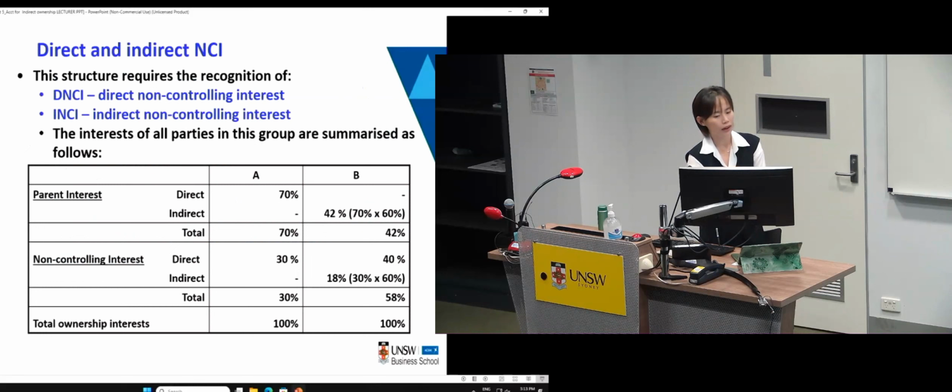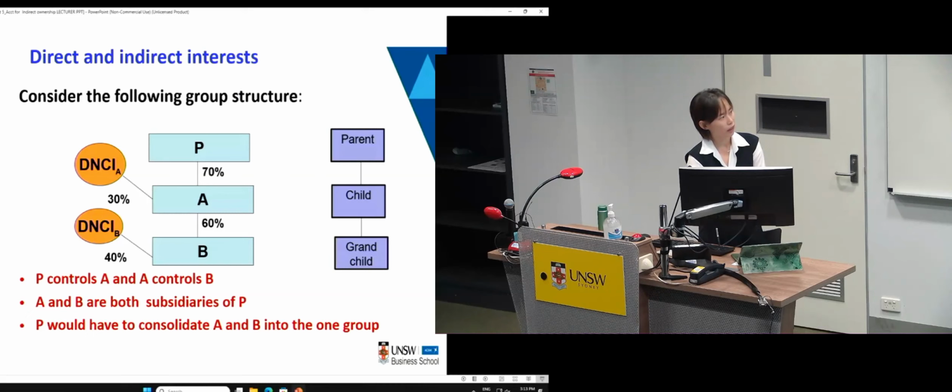Then if you look at the group structure, which entity controls A? Well, P, of course, and that is a direct controlling interest, right? And which entity controls B? It seems that A controls B because A is holding the majority voting right. But A is controlled by another entity, P Limited, right? So you can see P becomes the ultimate parent, and P controls both A and B. So use the control criteria to identify the parent-subsidiary relationship.